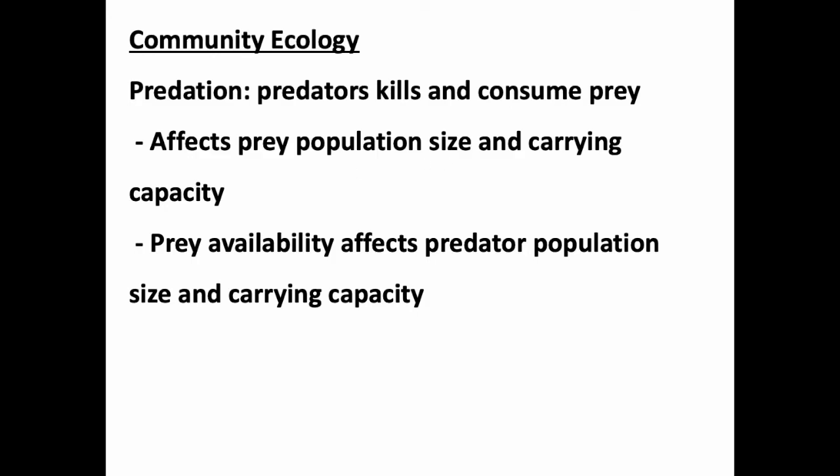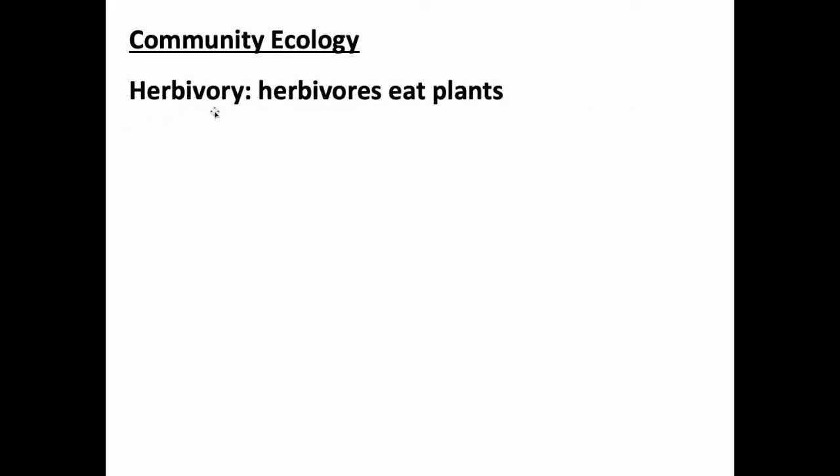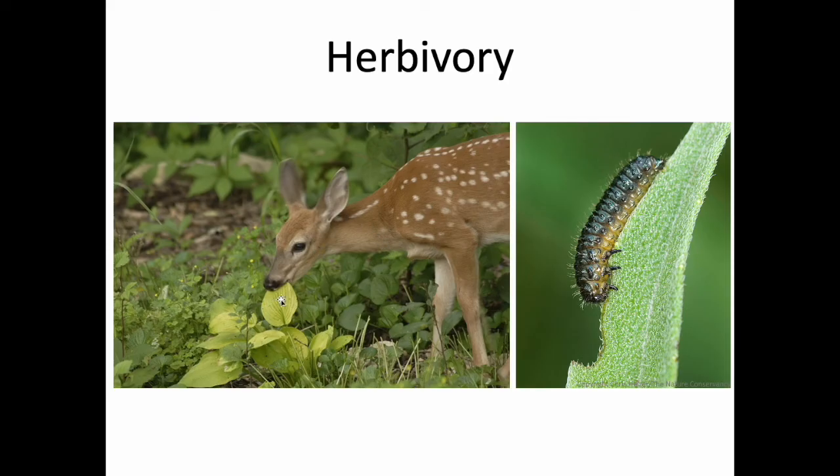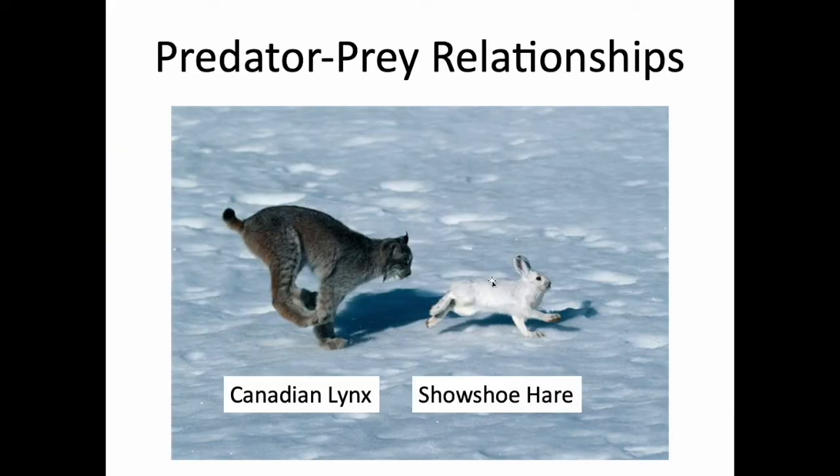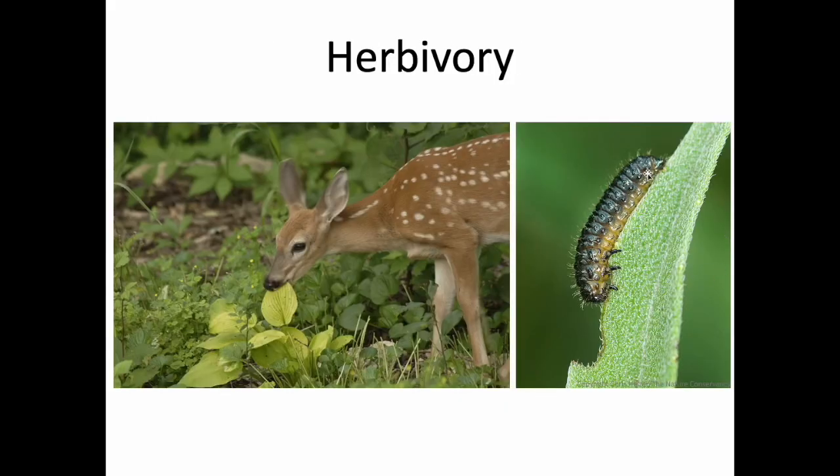A related relationship, but not the same thing, is herbivory, where herbivores eat plants. So, yep, here's a deer munching on a leaf. Here's a caterpillar munching on a leaf. It is a thing eating another thing, but it's not exactly the same as predation. Predation involves killing something and eating it. Herbivory usually just involves chewing part of a plant and eating it.